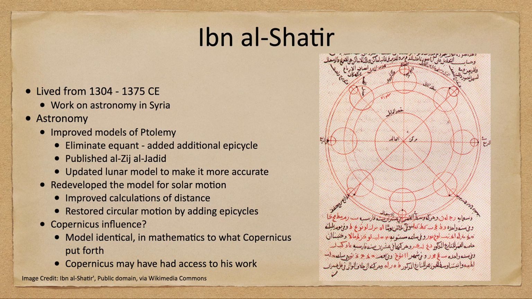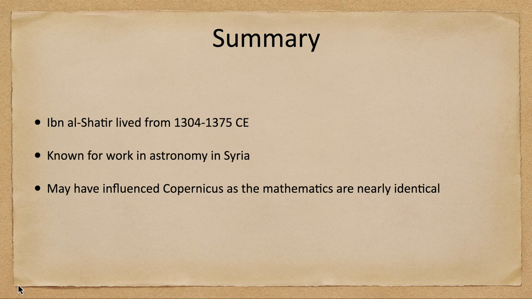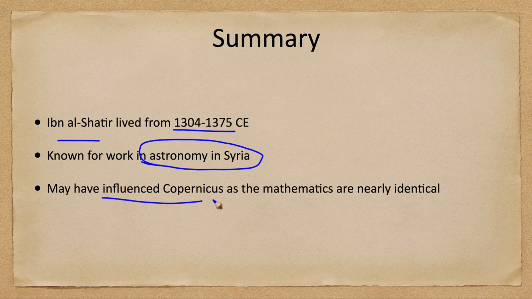So let's go ahead and summarize what we've taken a look at today. We looked at Ibn al-Shatir, who lived from 1304 to 1375, known for his work on astronomy in Syria, and may have influenced Copernicus, as the mathematics are nearly identical between their two models.